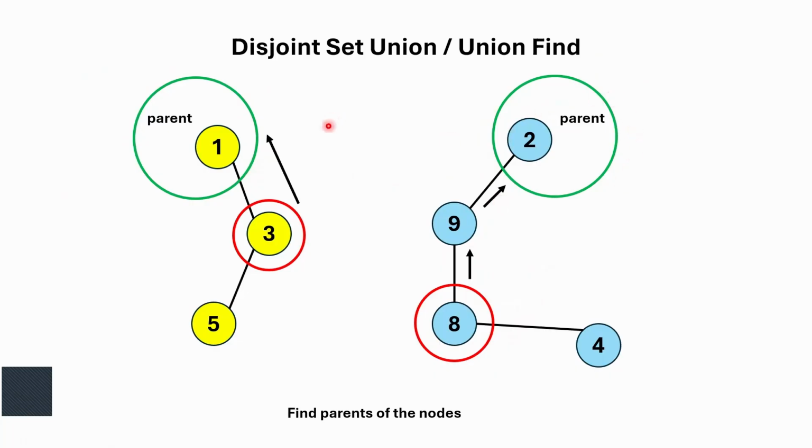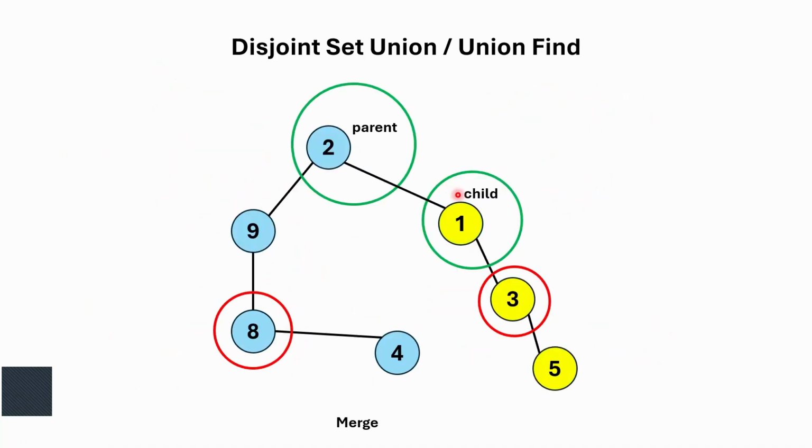We can then use these two parents to unite or join these two sets by setting the parent of the smaller set, because this one only has 3 nodes and this one has 4 nodes. So this one is obviously the smaller set. We want to set the parent of the smaller set as the child of the parent of the larger set. So this is the child of this, and so we would have this one. And so now we have joined, or merged, these two sets.